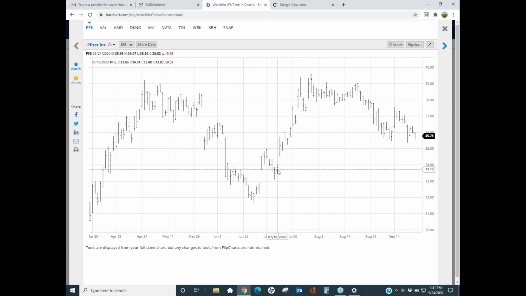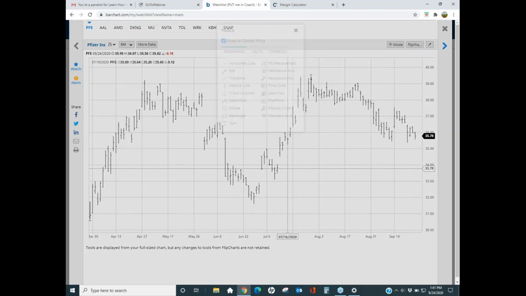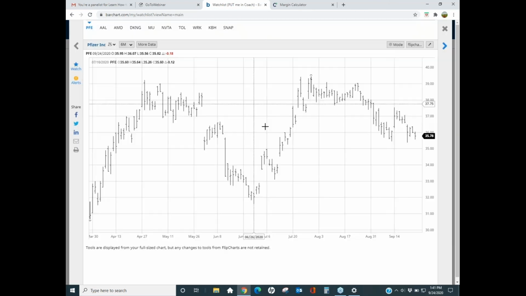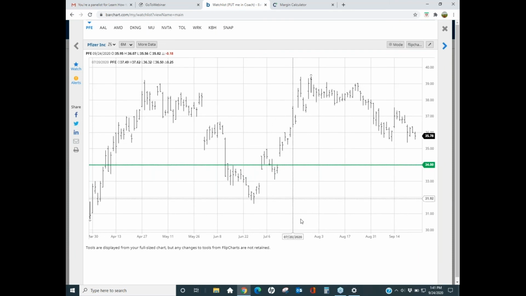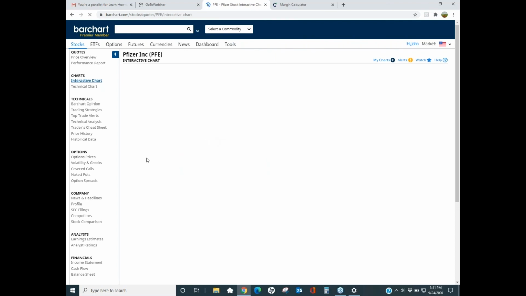So where would I feel comfortable doing this market, or where would I feel that would be a good entry value for me? Well, around $34 would be, I think, a good spot, right? $34. So I could go back to Pfizer. What we can do is go through Pfizer to our interactive chart and then come down to our naked puts.